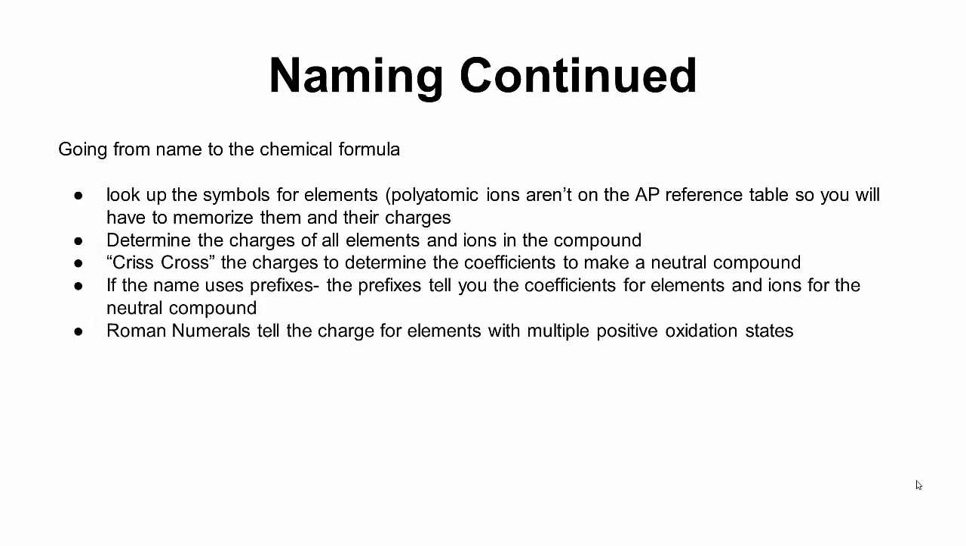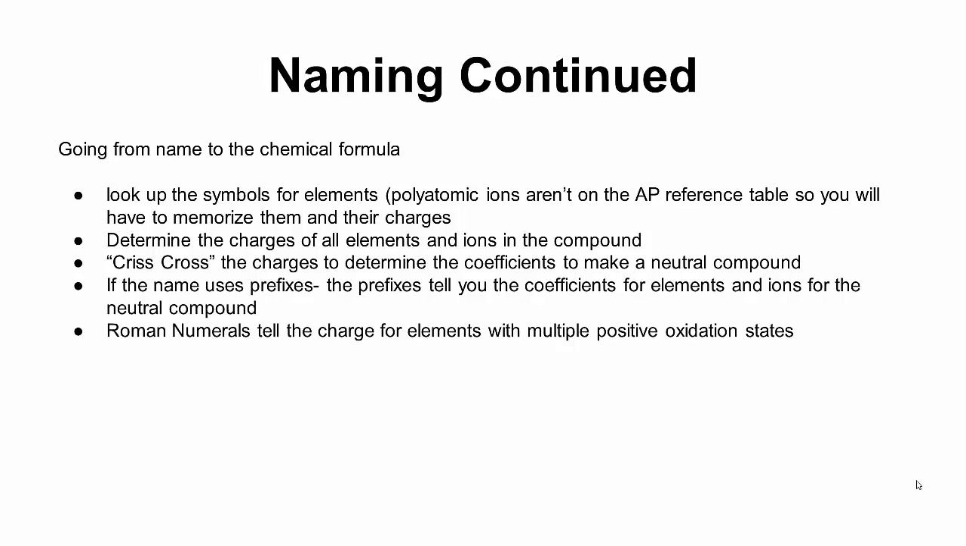The next slide is naming techniques going from the name of the compound to the chemical formula. In order to do this, you're going to have to look up the symbols for elements and polyatomic ions, which, as I said, aren't on the AP reference table. And for polyatomic ions, it's also important that you know the charges. To determine the charges of the elements and ions in the compound, you're going to have to crisscross and determine the coefficients to make a neutral compound.